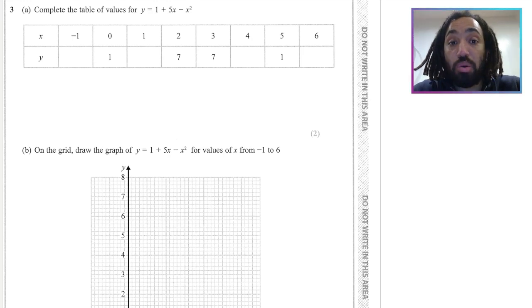And these questions start off easy using the table function on your calculator, but there are some really tricky ones at the end, so make sure you give those a watch. Okay, let's get into the maths.